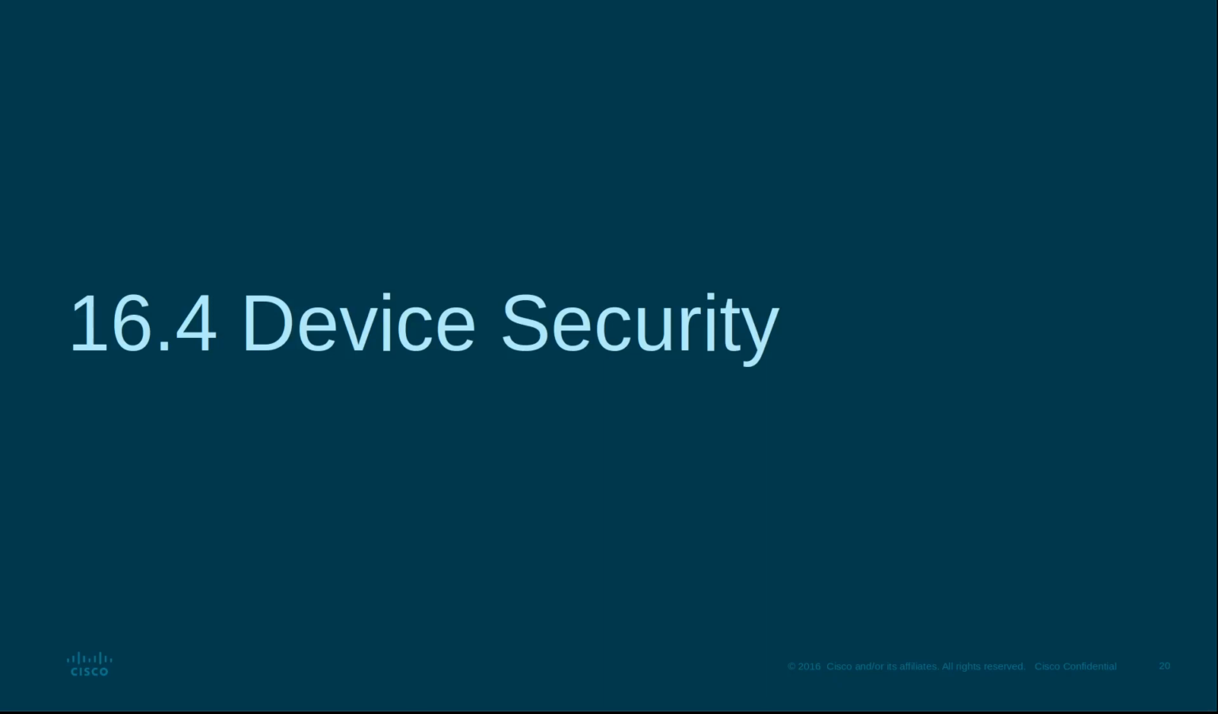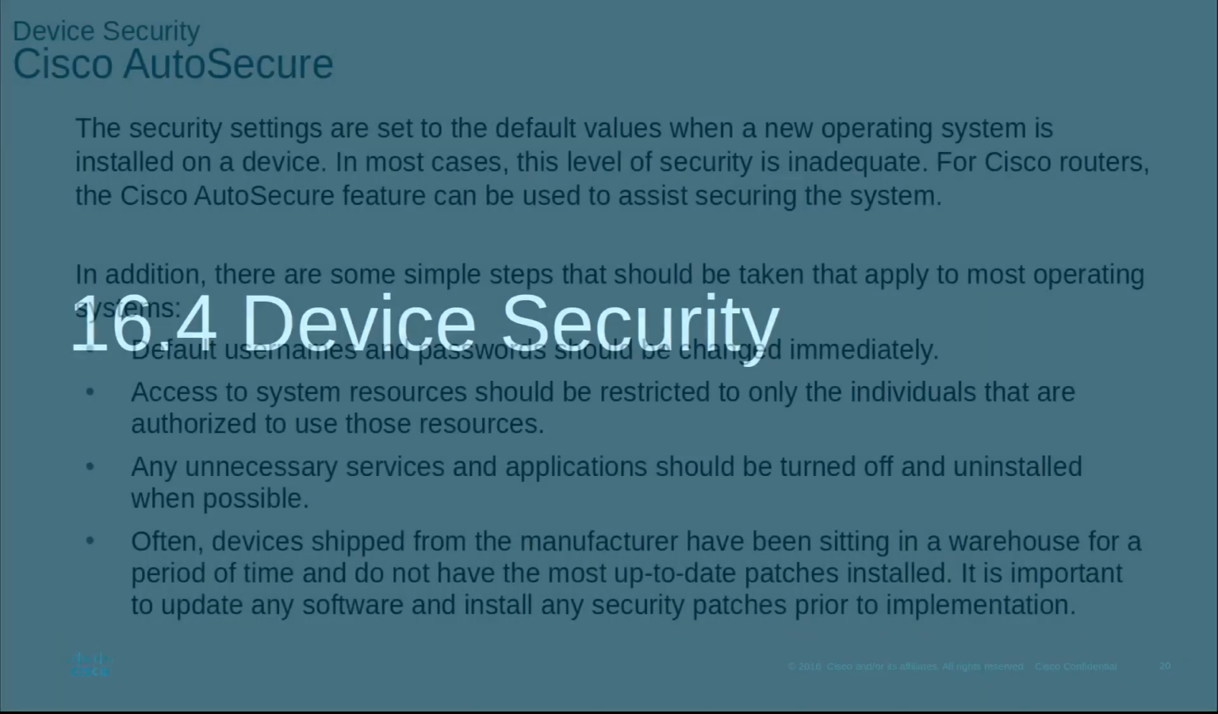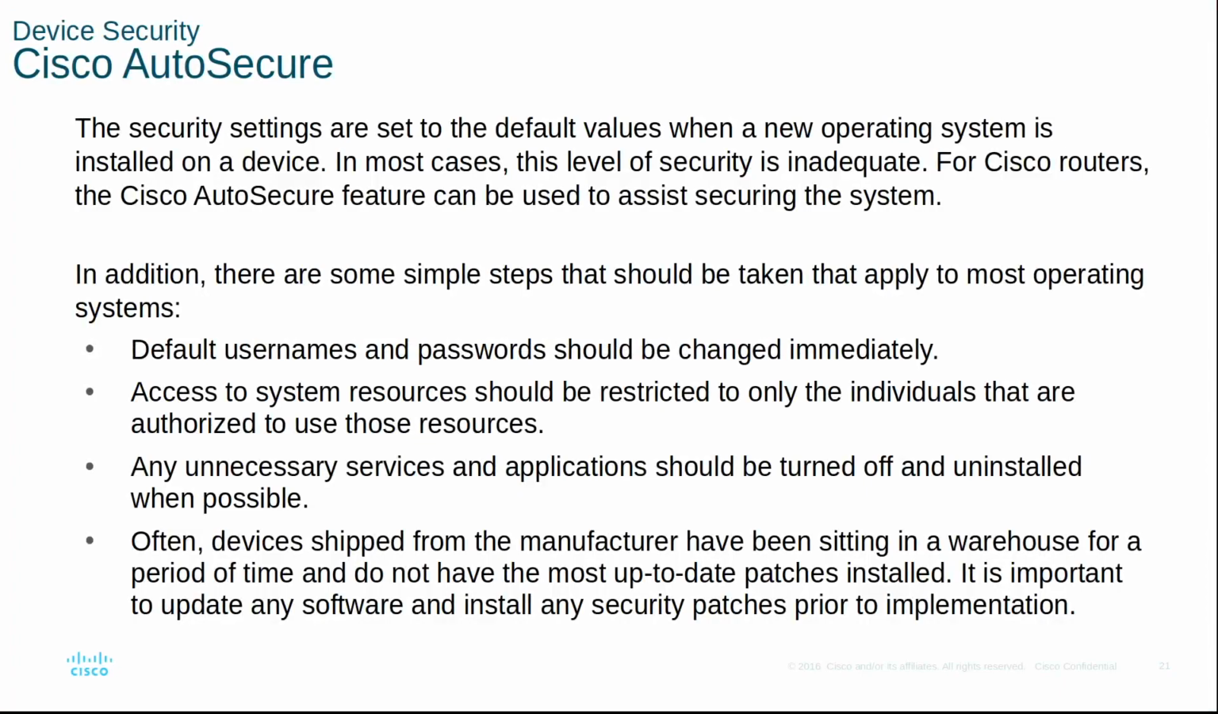When it comes to securing your devices, for Cisco devices anyway, you could use Cisco AutoSecure. So this helps you make sure that your security settings are not set to default values for new operating systems. You don't want that, right? You don't want the defaults. So for routers specifically, use Cisco AutoSecure, and it'll help you secure the system.